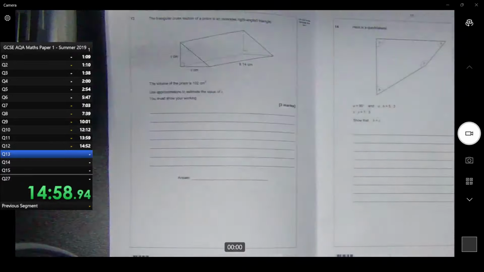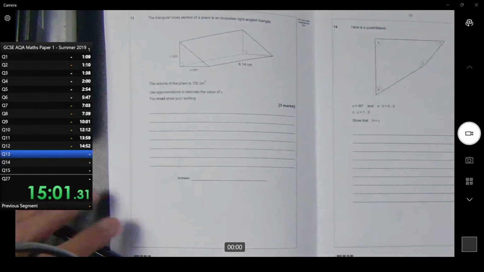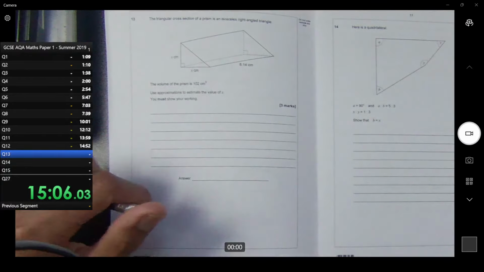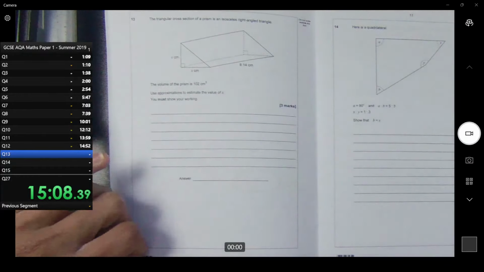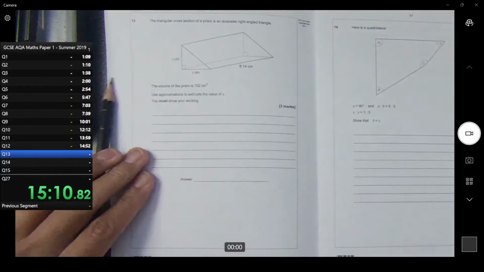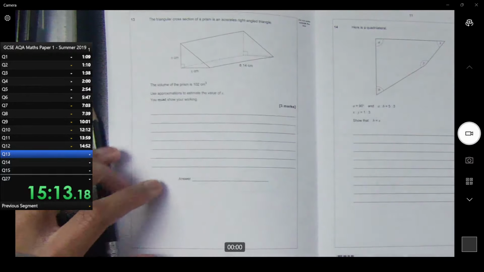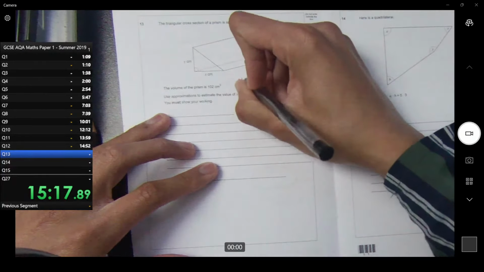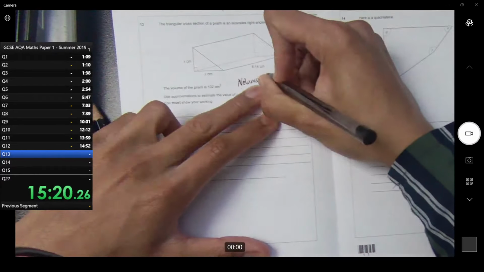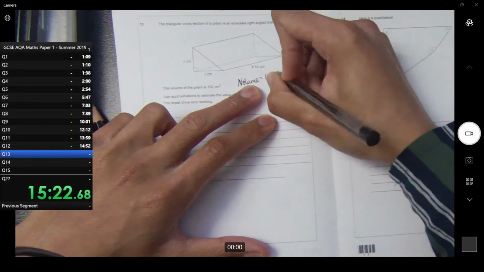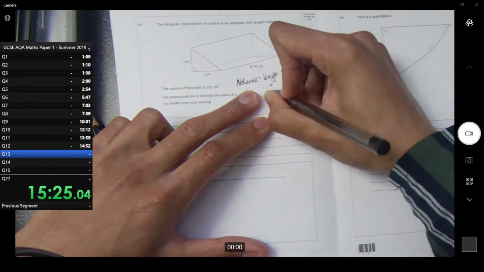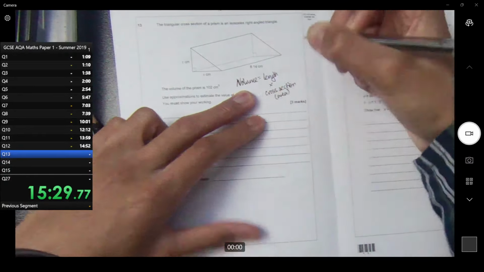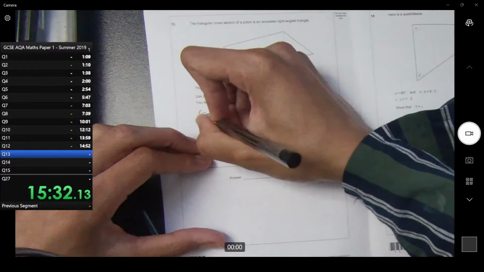Question 13 now. The volume of the prism is 102. Use approximations to estimate the value of x. You must show your working. So what we can say is, since volume equals length times cross-section, that's the area, that will be cross-section.